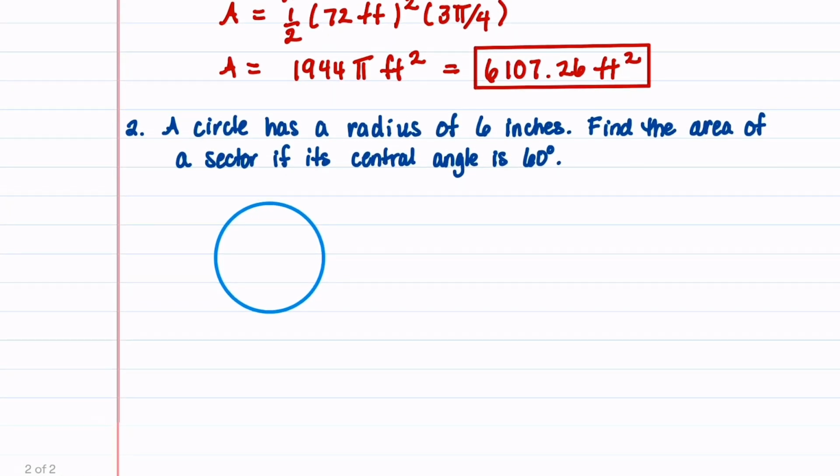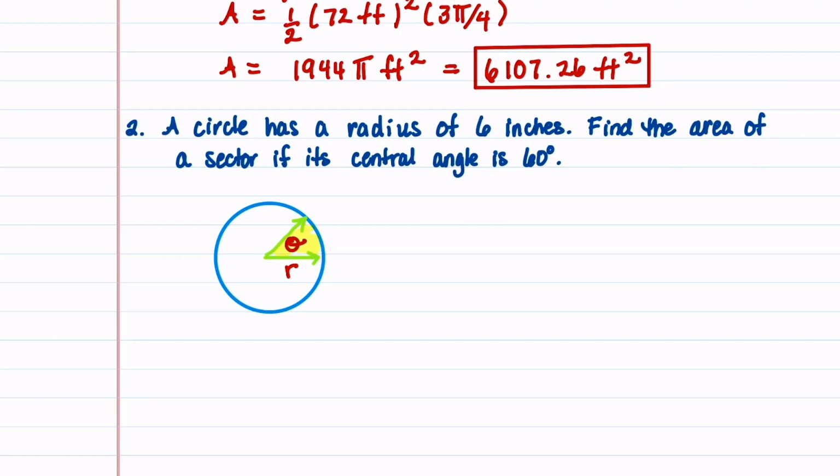In our second problem, we have a circle with a radius of 6 inches, and we're asked to find the area of a sector if its central angle is 60 degrees. So just like we did in our first problem, let's write down the radius in our picture and our angle, 60 degrees. So it's going to look like this, and we'll label this as r and theta. And then the last bit is we'll highlight the area of the sector that we're being asked to find.